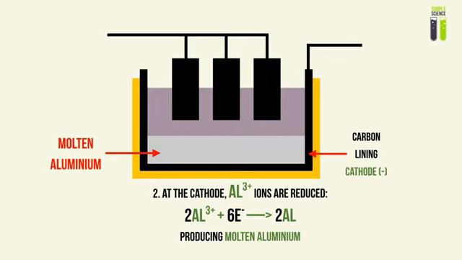The positive ion in our mixture is the aluminium 3+ ion, and it will gain electrons. So two Al3+ ions will gain 6 electrons in total to be reduced to 2 aluminium atoms. The 2 aluminium atoms in the electrolysis mixture, produced from the reduction at the cathode, will come out as molten aluminium. That is the main product that we want.